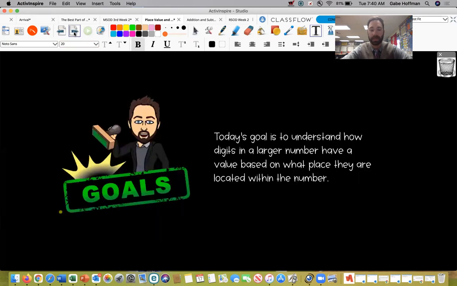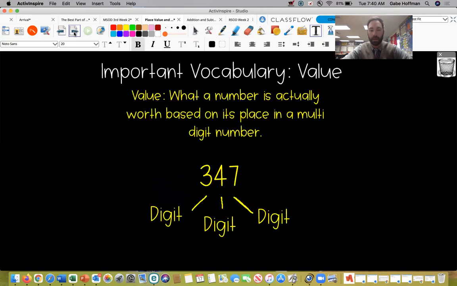Today's goal in your lesson is that you're going to understand how digits in a larger number have a value based on what place they are located within the number. So let's talk about that a little bit more. What does it mean to have a value based on their place? Value is what the number is actually worth based on its place in a multi-digit number.